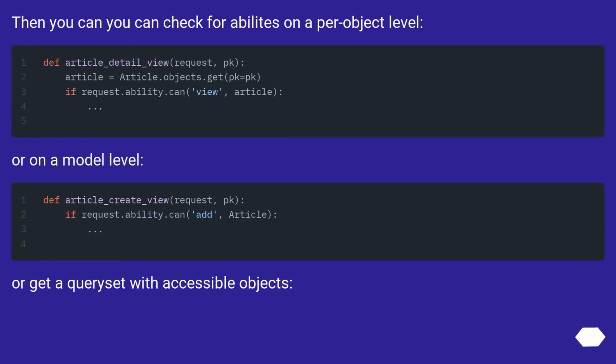Then you can check for abilities on a per object level. Or on a model level. Or get a query set with accessible objects.